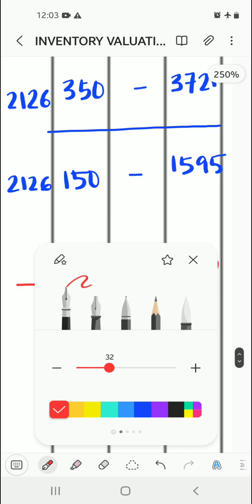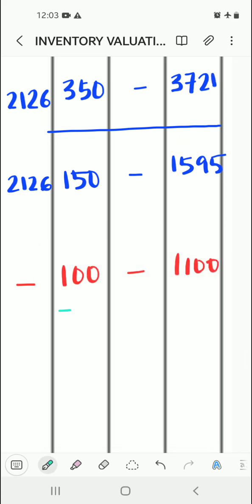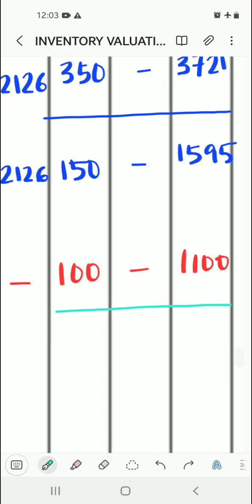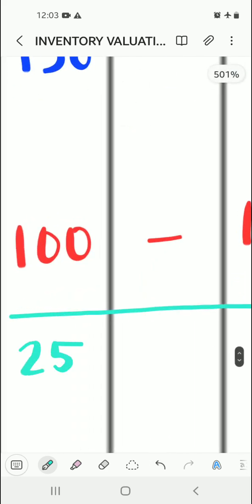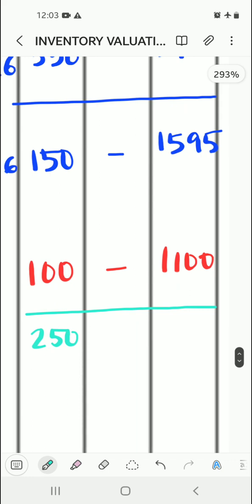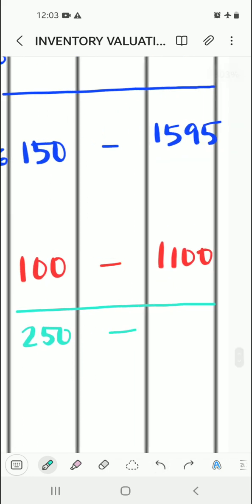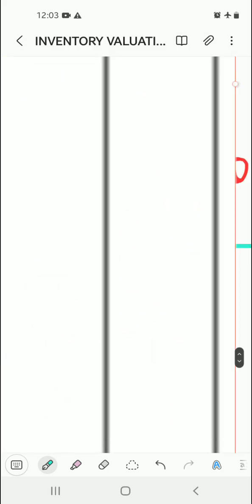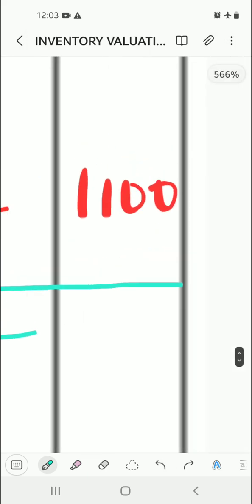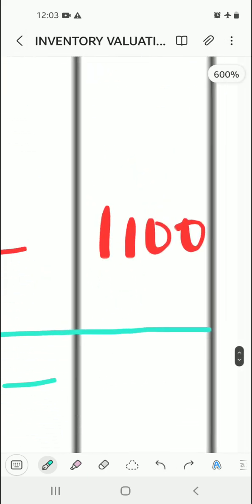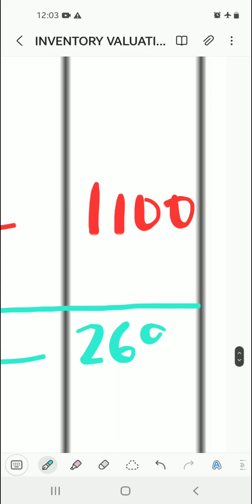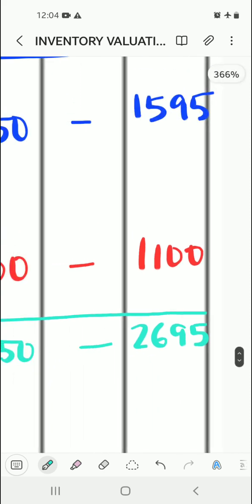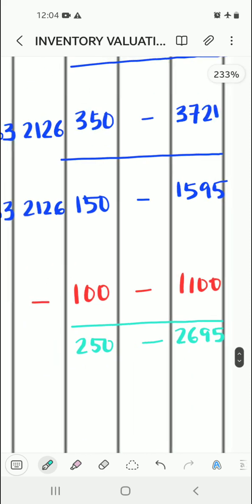Now we're going to write the balance. Balance is we had 150, now 100, so total 250 units. And over here 1595 plus 1100 will be 2695. So we're done with it.